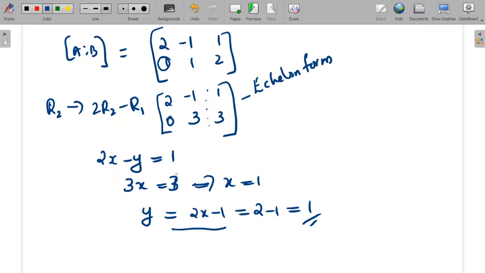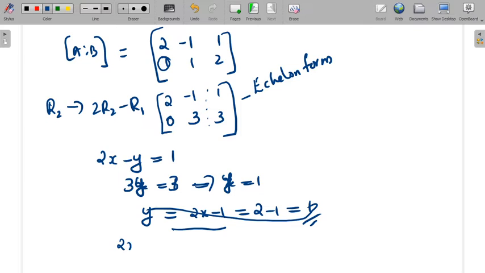So this method is called back substitution. I'm sorry, this should be 3y. 3y equal to 3, it means y equal to 1. So, as y is equal to 1, we get an equation 3y equal to 3. So, we get y is equal to 1.